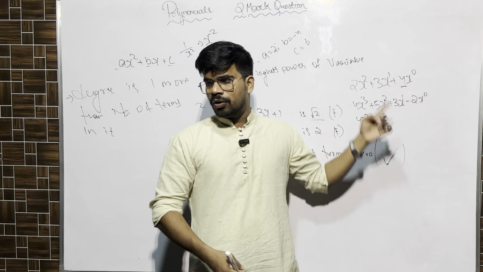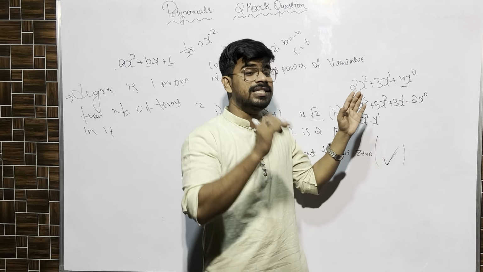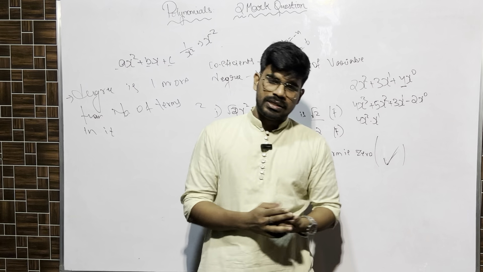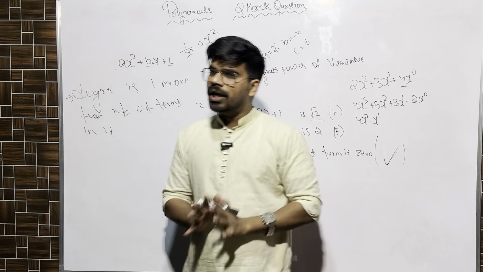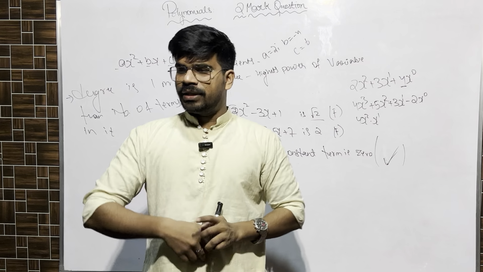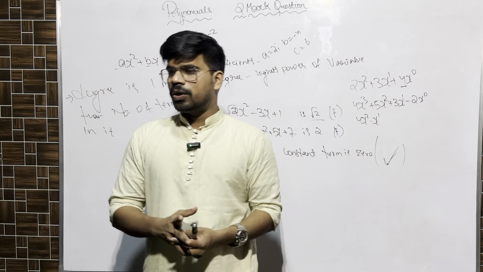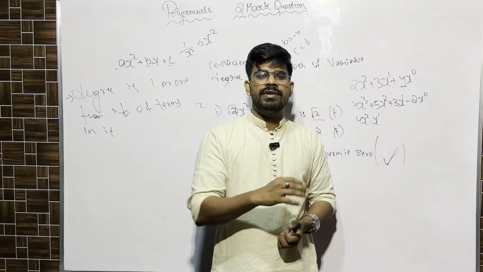Is that true? No, the degree is 2. So this logic is not applicable, which is false. What is he telling? He is telling that degree of a polynomial is 1 more than number of terms in it, which is a made up statement. Not true at all. Degree has no relation with number of terms.